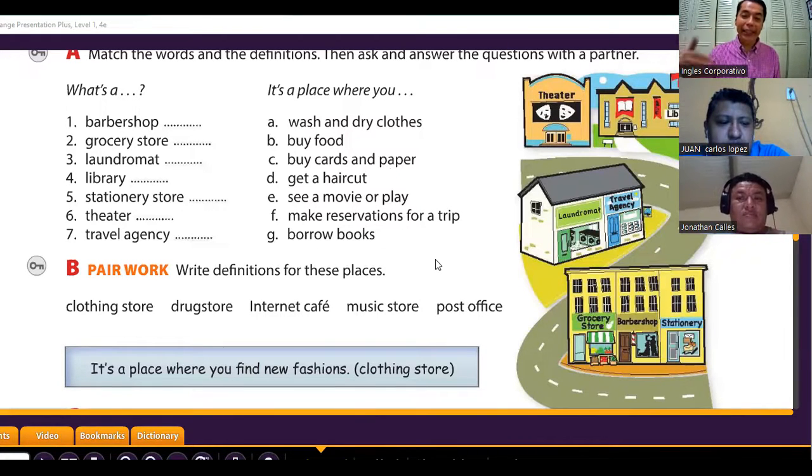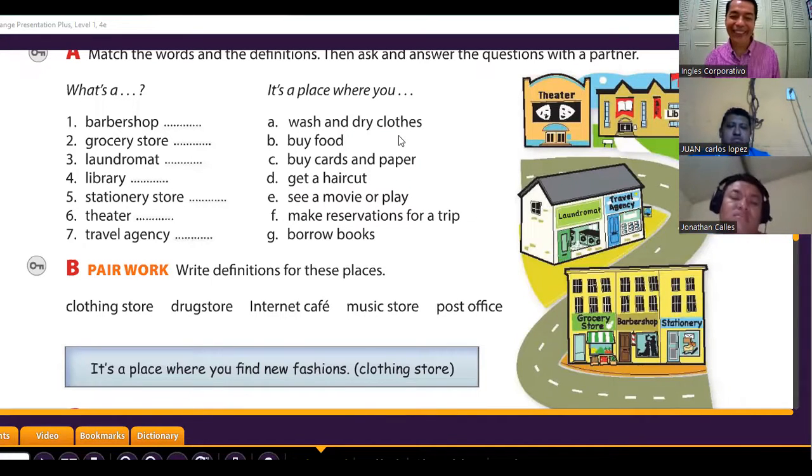¿Qué es lo que compra ahí, Melba? It's a place where you buy. Yeah, but what do you buy? For example, in Sara, in Simán, in Prisma, what do you buy? Okay. It's a place where you buy clothes. Clothes. Excellent. Very good.